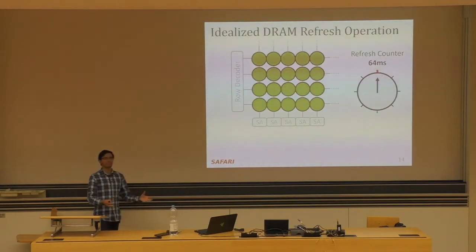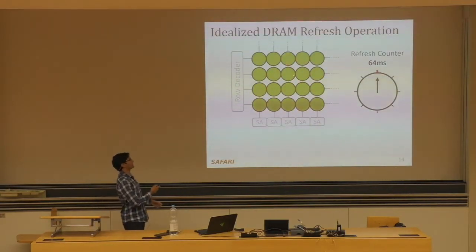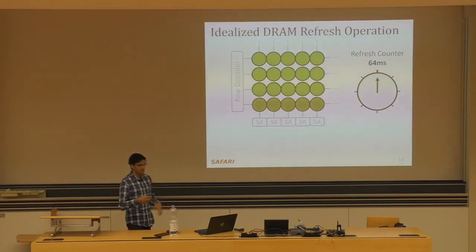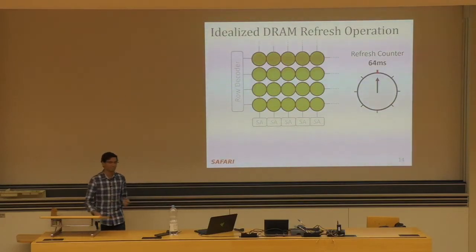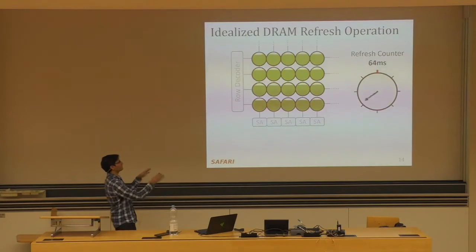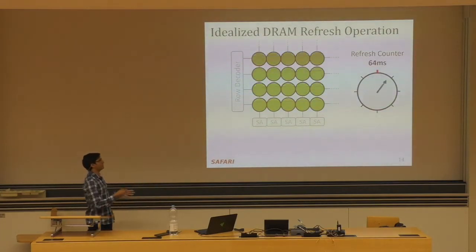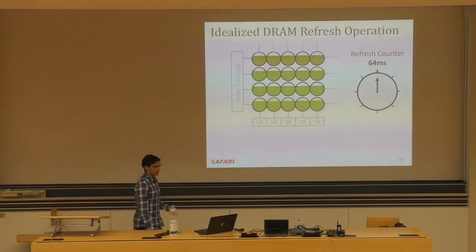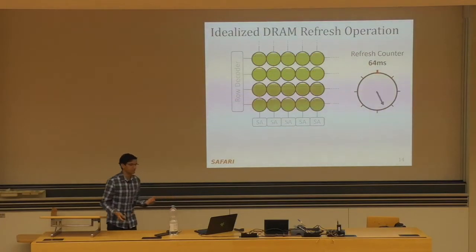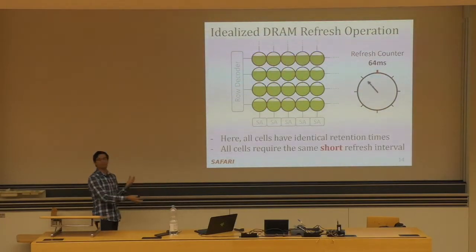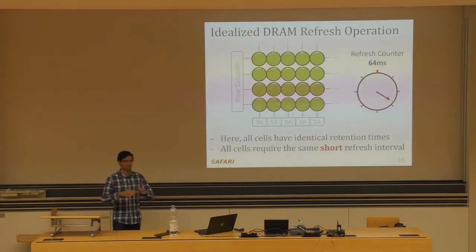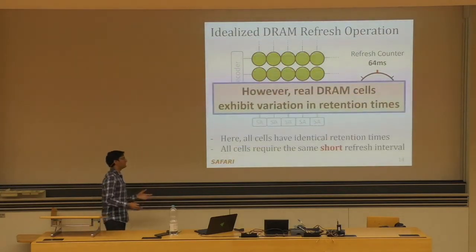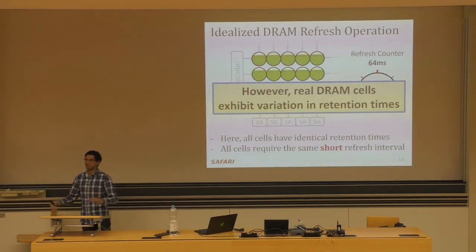So here's a picture of an idealized DRAM refresh operation. We have a number of cells shown in green and some I/O logic that's typical of a DRAM device. And then we have a refresh counter which counts down 64 milliseconds until the next refresh operation is necessary. So if I go ahead and animate this, we'll see that the voltage in each of these cells decreases, but every 64 milliseconds, the refresh operation restores this charge such that every cell capacitor is fully charged, right? Now this is a very idealized picture of the refresh operation because all of these cells essentially have identical retention times, right? And this means that the same short refresh interval of 64 milliseconds is perfect for all these cells. However, in reality, real DRAM cells exhibit significant variation between different cells.